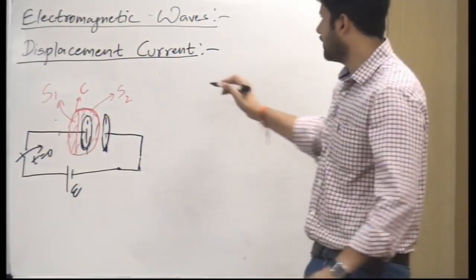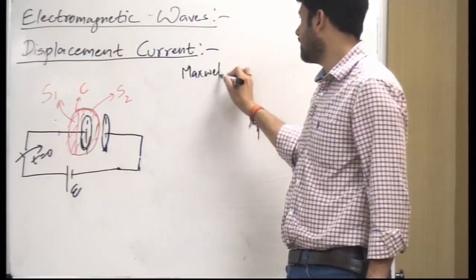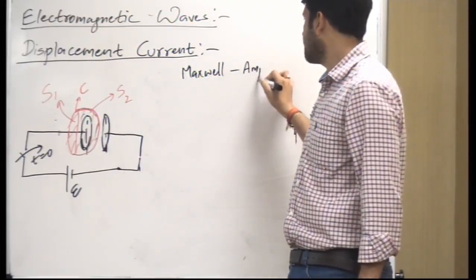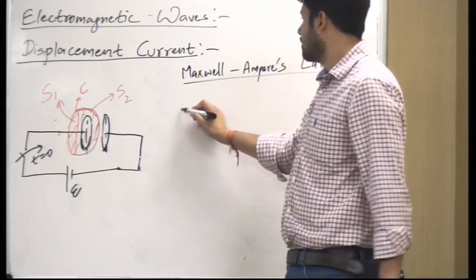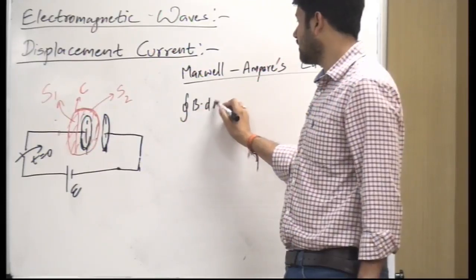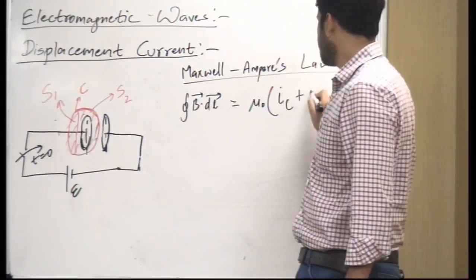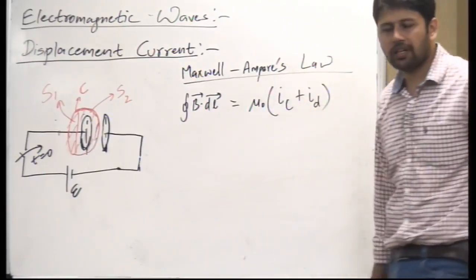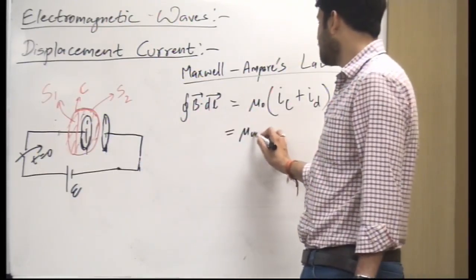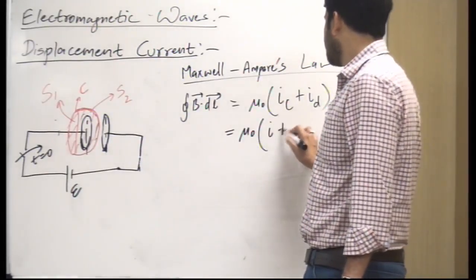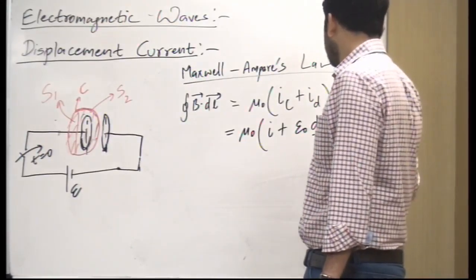So he modified Ampere's law and called it the Maxwell-Ampere law, which is this: closed loop integral B dot dl is equal to mu naught (IC plus ID). IC is the normal conduction current which flows through the wire. ID is the displacement current. So I can replace it as mu naught I plus epsilon naught d phi E by dt.